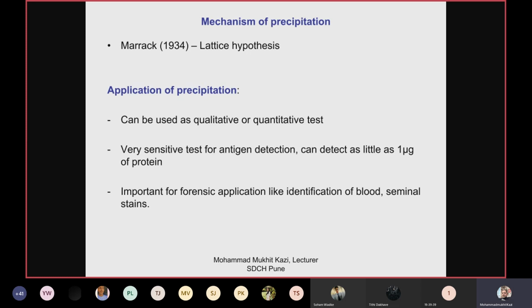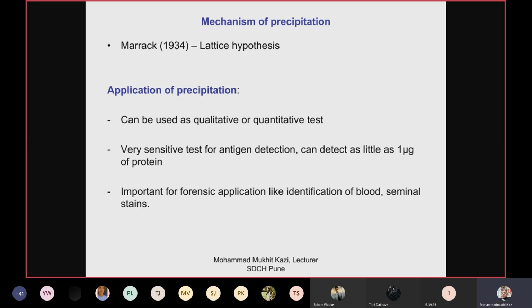These precipitation reactions are very sensitive for detecting antigens. So remember, this is one of the MCQs also. Precipitation reactions are very sensitive to detect the antigen. It can detect as little as 1 microgram of antigen or protein. So this is a very important application in detecting minute amounts of antigen by the precipitation reaction.